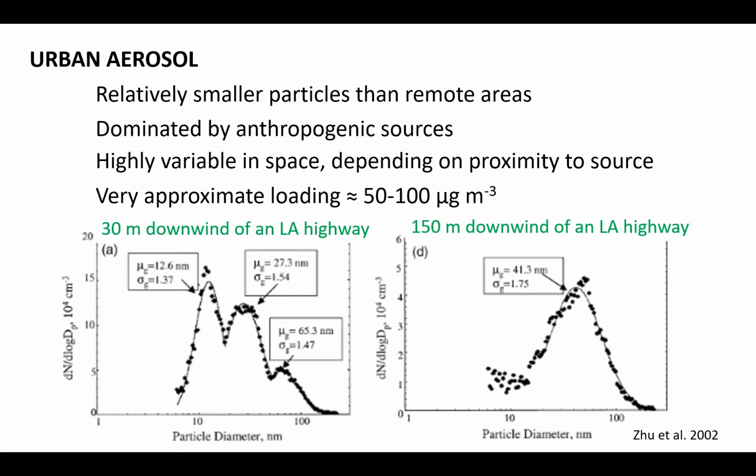And then a very approximate loading for urban areas is between 50 and 100 micrograms per cubic meter. This would be a more polluted urban environment. In the US, our cities tend to have lower loadings. You can think of the values that you looked up in the AQLI database for comparison's sake.